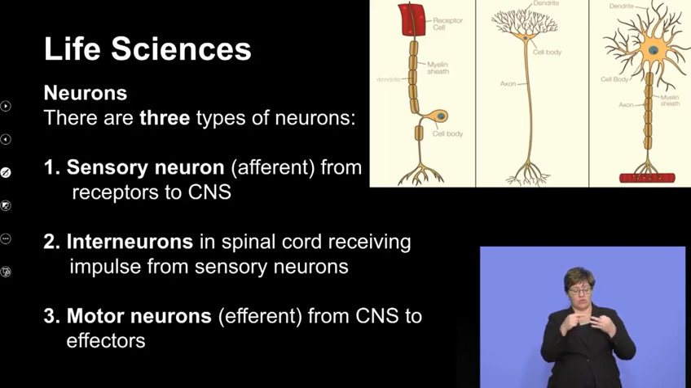Now there are three types of neurons. The first one is a sensory neuron, or the afferent.